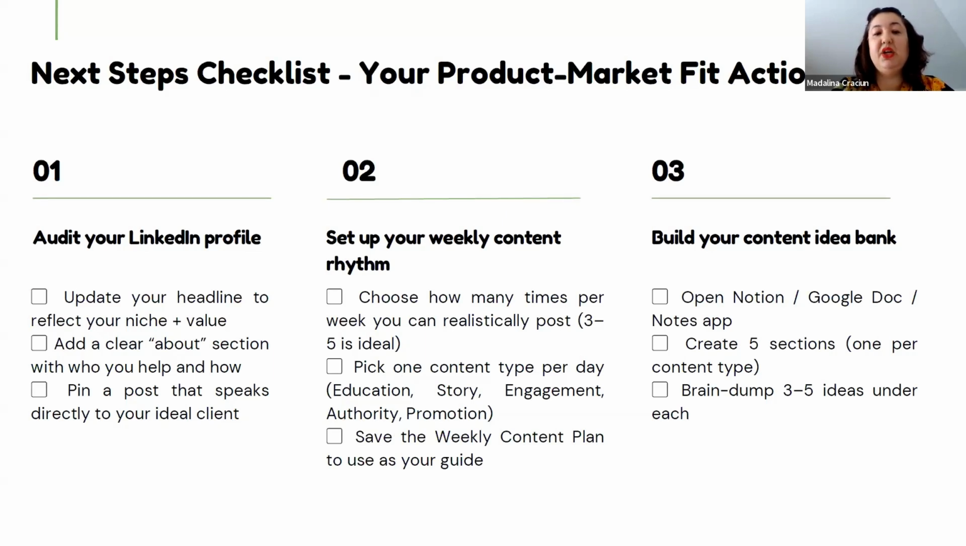So choose how many times per week you can realistically post. 3 to 5 is ideal. Pick one content type per day: education, story, engagement, authority, or promotion. Save the weekly content plan to use as your guide, the one that you scanned. Build your content idea bank. So open Notion, Google Doc, or Notes app. Create 5 sections, one per content type, and brain dump 3 to 5 ideas under each.